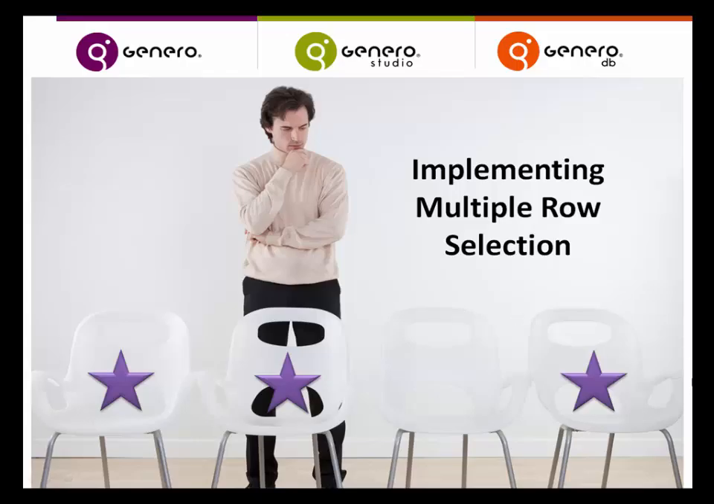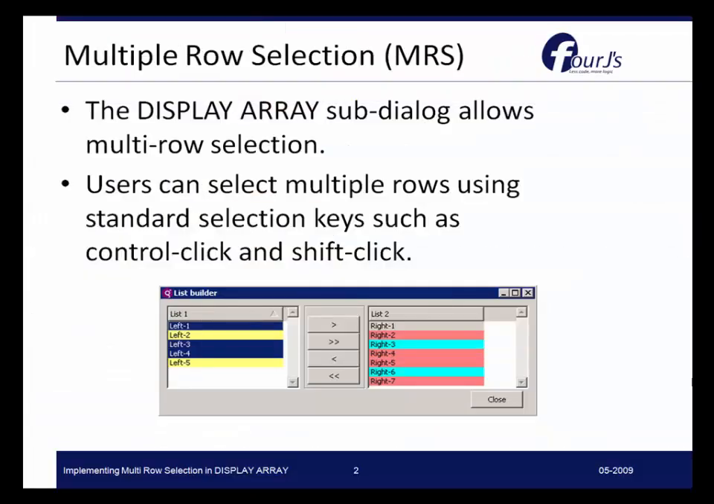In this video, you'll learn about the multiple row selection feature and how to implement it. The display array sub-dialog allows multiple row selection. Users can select multiple rows using standard selection keys such as Control-click and Shift-click. The example here shows two dynamic arrays, and the display array statements are sub-dialogs of a dialog statement so that they are both active at the same time.